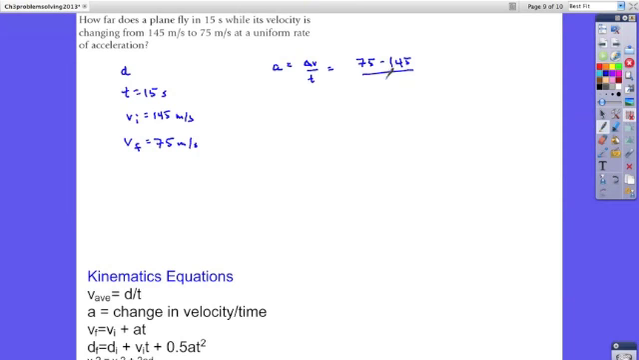over time, which is 15 seconds. Oops, that's not a parenthesis. Hold on a second. My 1 was squiggly and it made me think it was a parenthesis. So let me go back and write that a little bit more neatly. 145. So 75 minus 145 is negative 70, over 15, divided by 15 is negative 4.7.